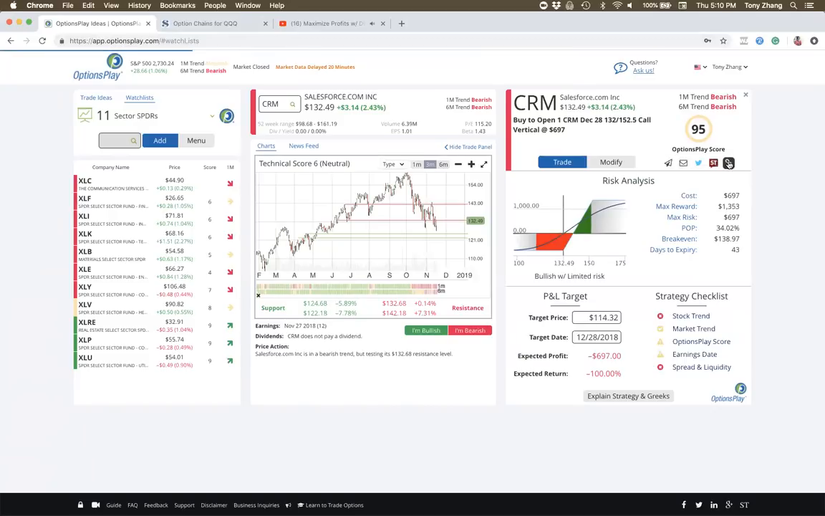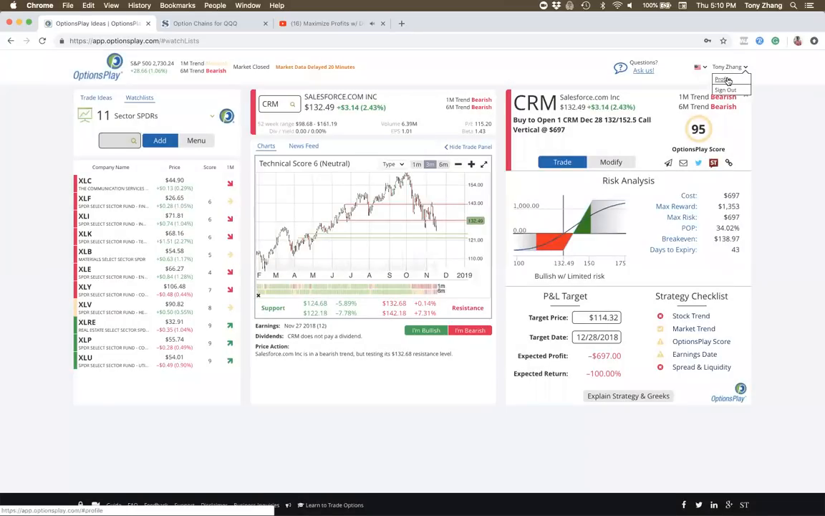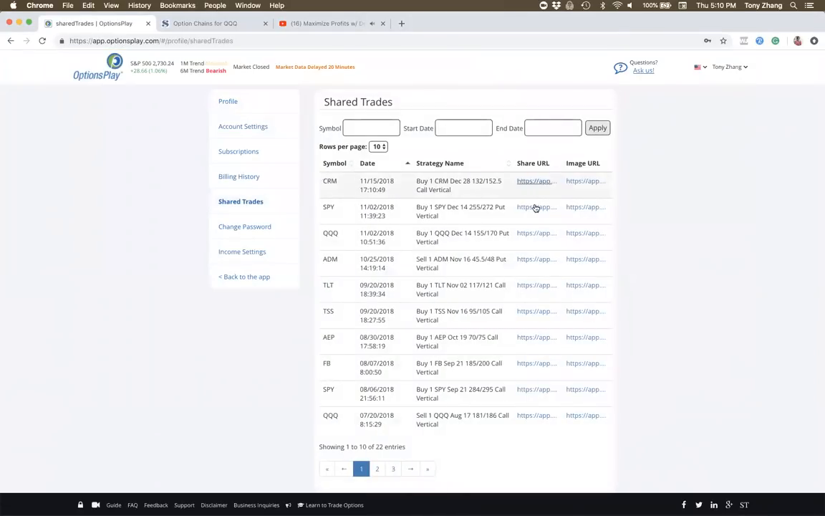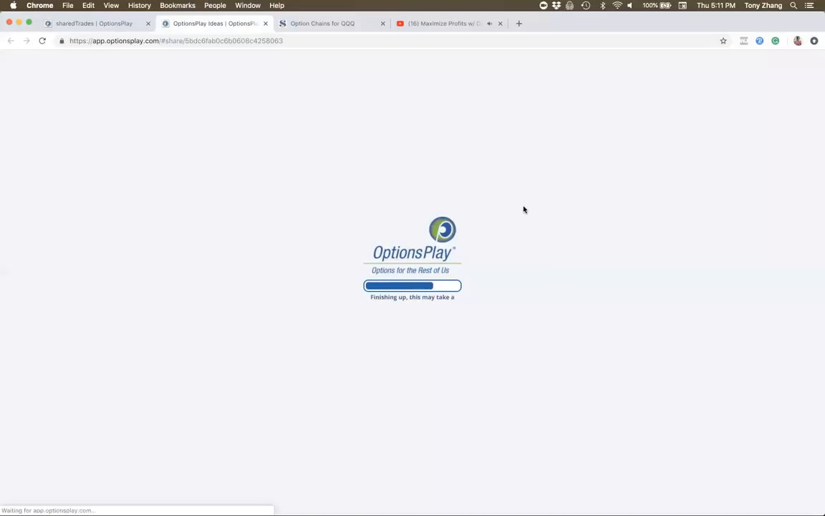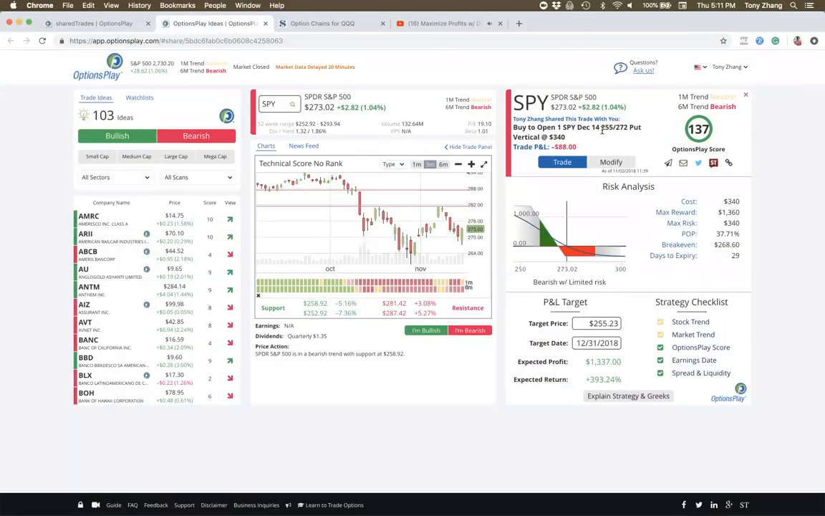So let's say you save the trade. This will allow you to save a trade, and you can track all your trades in your profile. So you can go to your profile, you can go to shared trades, and all the trades that you've ever done are here. So let's say I looked at this SPRY vertical a few weeks ago. As you can see, when you click on that, it brings up that spread, and it'll show you how that trade has done since, and you can use this with the P&L simulator.